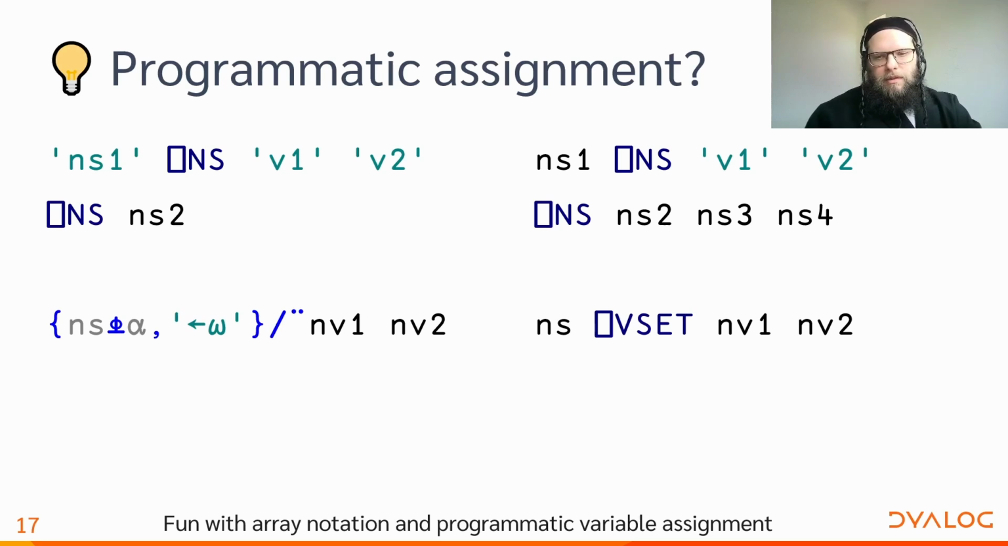And this is the syntax we have. We have a namespace on the left. If you don't give a namespace, it will default to this namespace that we're in right now. And then you give it name-value pairs. So these are 2-element vectors of a name and the value. And the name has to be a character vector, and then the value could be any array.